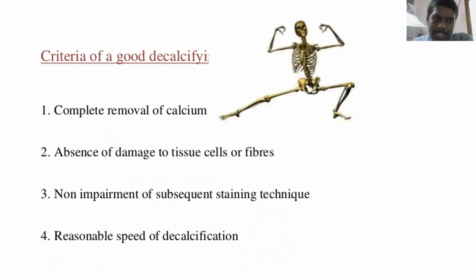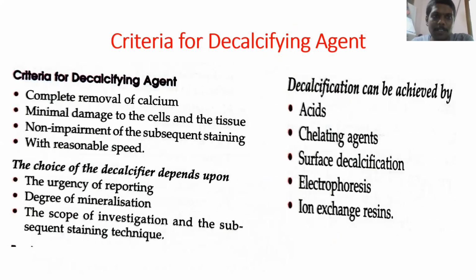A good decalcifying agent needs to completely remove the calcium from the bone. It should cause minimal damage to the tissue cells. It should not interfere with the subsequent staining of the bone, and it should be reasonably fast at decalcifying. The choice of method depends upon the urgency of reporting, degree of mineralization, scope of investigation, and subsequent staining technique. Depending upon this, we may choose one of these decalcifying methods.